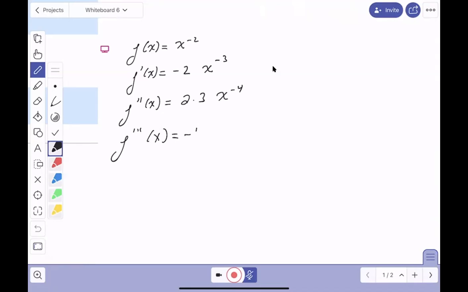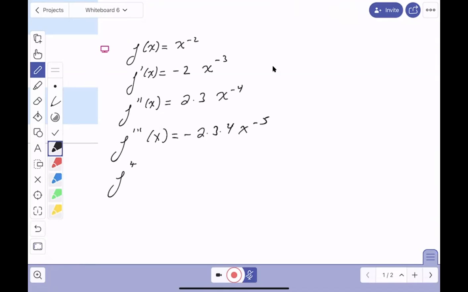This will be minus 4. It's going to be 2. I'm sorry, I'm going to write a little differently than that. I want to keep it in the same order. I'm going to say minus 2 times 3 times 4, x to the minus 5. Let's do the next one.